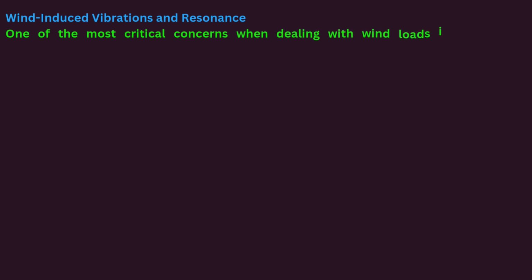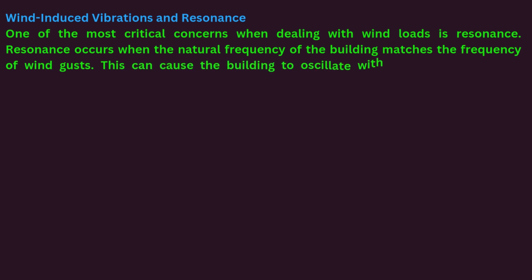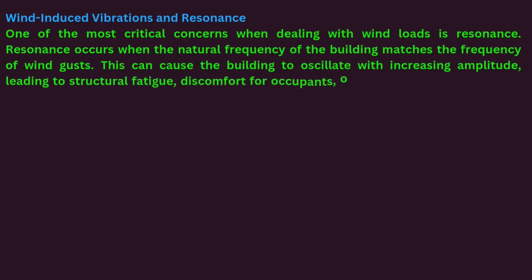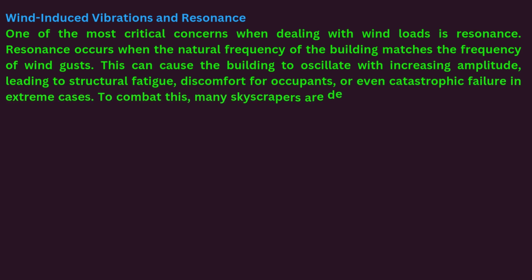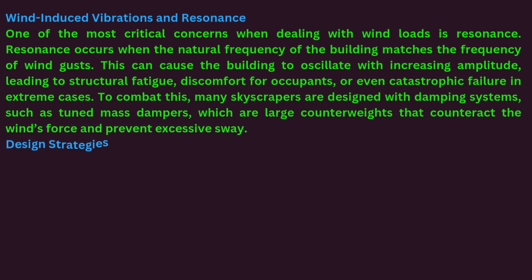Wind-induced vibrations and resonance. One of the most critical concerns when dealing with wind loads is resonance. Resonance occurs when the natural frequency of the building matches the frequency of wind gusts. This can cause the building to oscillate with increasing amplitude, leading to structural fatigue, discomfort for occupants, or even catastrophic failure in extreme cases. To combat this, many skyscrapers are designed with damping systems, such as tuned mass dampers, which are large counterweights that counteract the wind's force and prevent excessive sway.